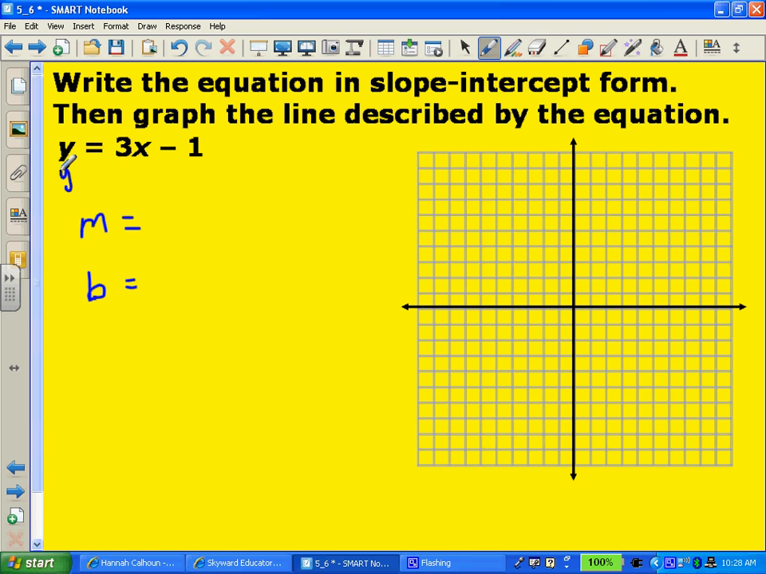Remember that slope-intercept form is y equals mx plus b. So I can see that my m has to be 3. And remember that if my slope is not in fraction form, we put it over 1. I can also see that b, since it's a subtraction sign, has to be -1. So then I know my y-intercept and I know my slope. So then I can graph the line.